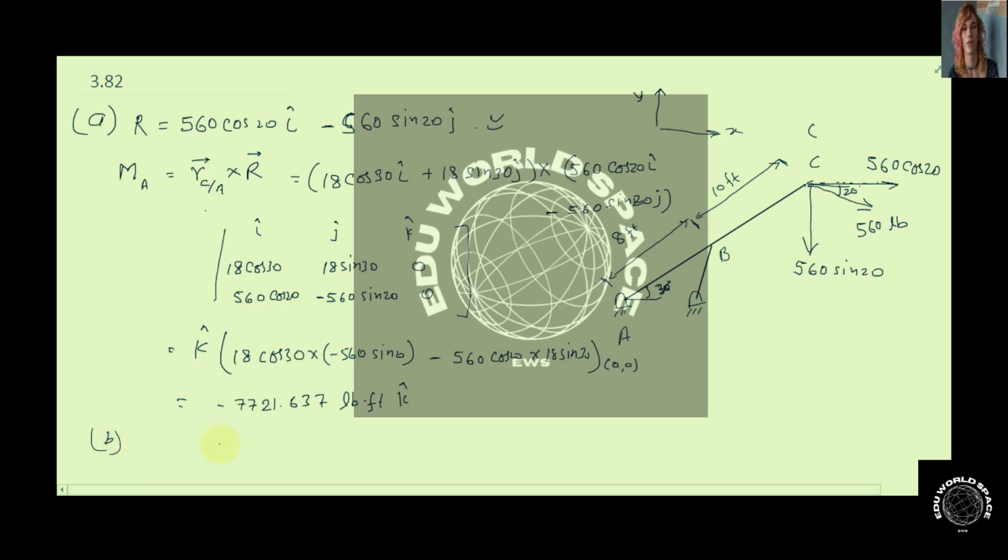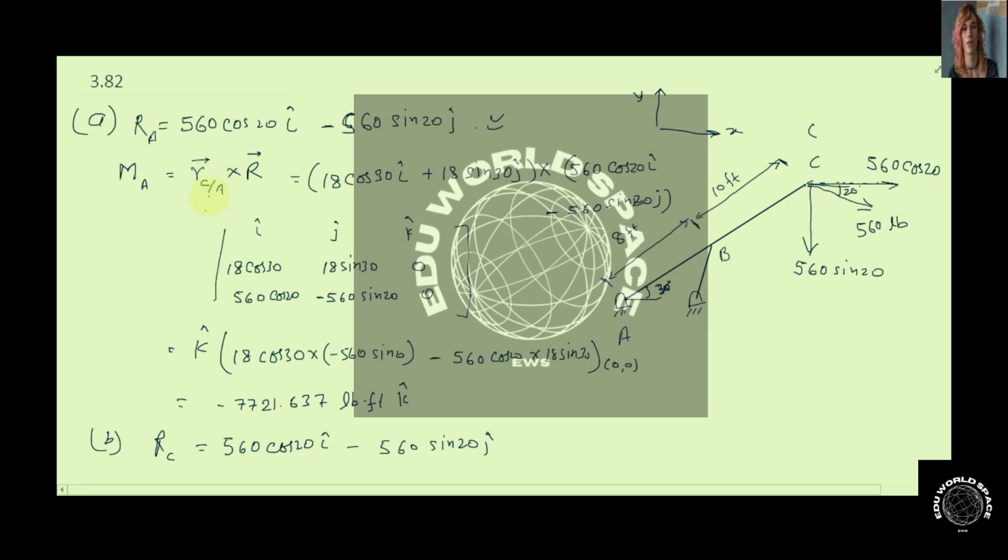Now in the second part, we have to calculate the same thing, but for point B. Again we can make the same argument: whatever force is acting at point C, since there is only one force acting on the system, the equivalent force at point B will be the same as the force acting at point C. So the equivalent force at point B will again be 560 cos 20 i cap minus 560 sin 20 j cap.